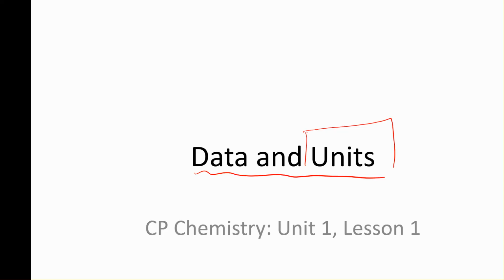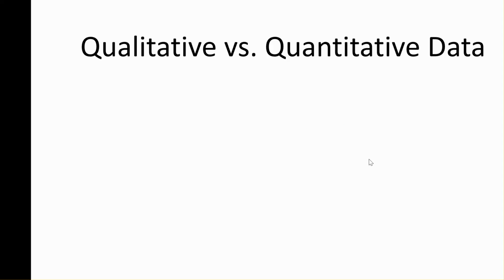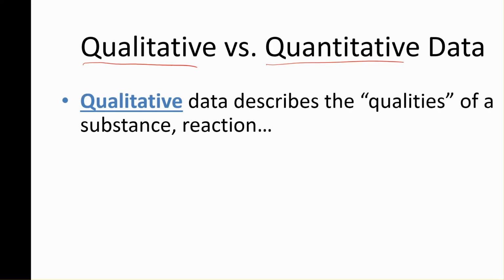Now, one thing we're going to do first, though, is just do some quick terminology, differentiate between qualitative and quantitative. I'm not going to spend much time on this. Quick run through. Ready? All right. So when we talk about qualitative data, we're talking about qualities of something, right? Substance, reaction. Now, it's still real scientific information. It doesn't always have to be measurements and numbers. It can be some other sort of descriptor.